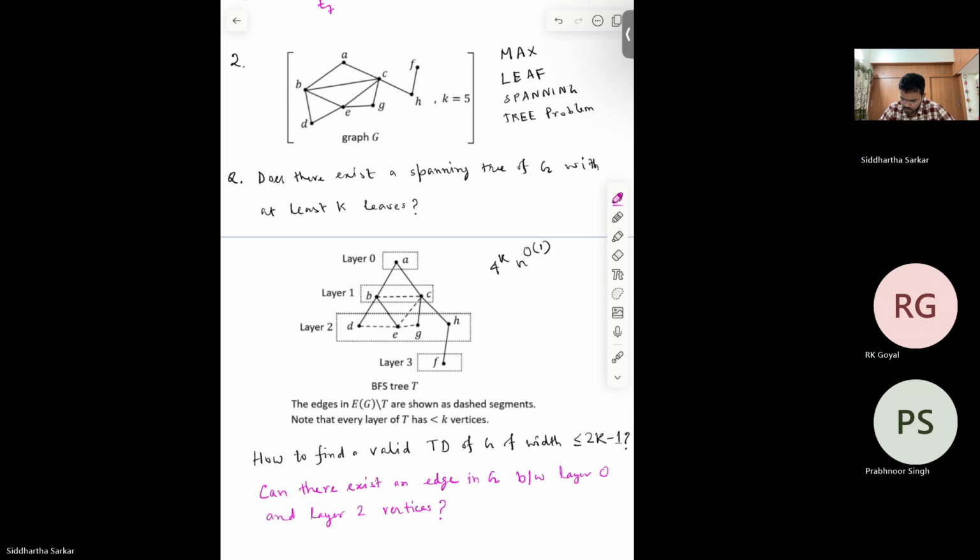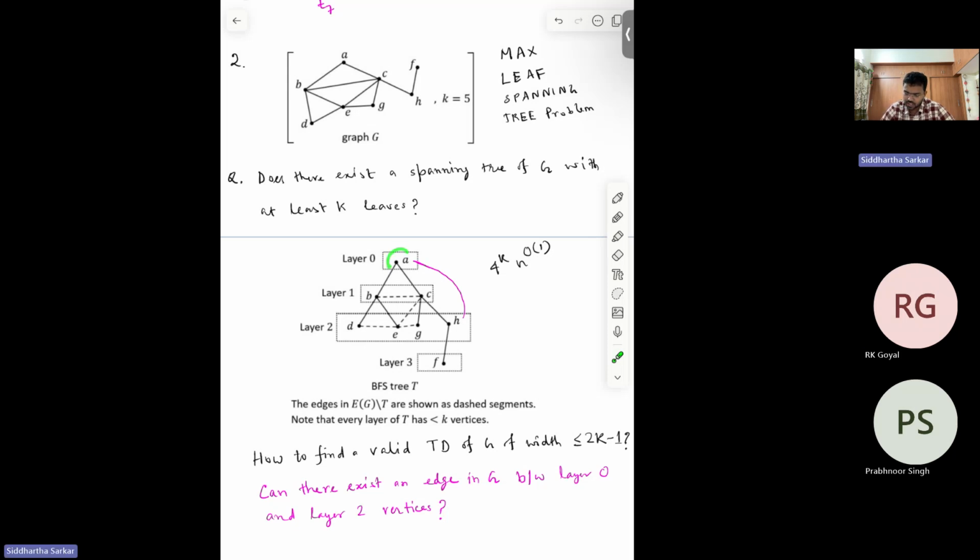So if there's an edge between A and H, let us say, a vertex in layer 0 and a vertex in layer 2, then this vertex H would be a child of vertex A, and it would be discovered while doing BFS in layer 1 only, isn't it? So BFS follows like that.